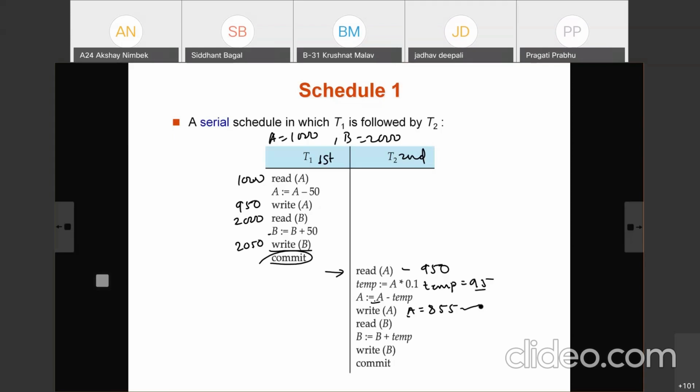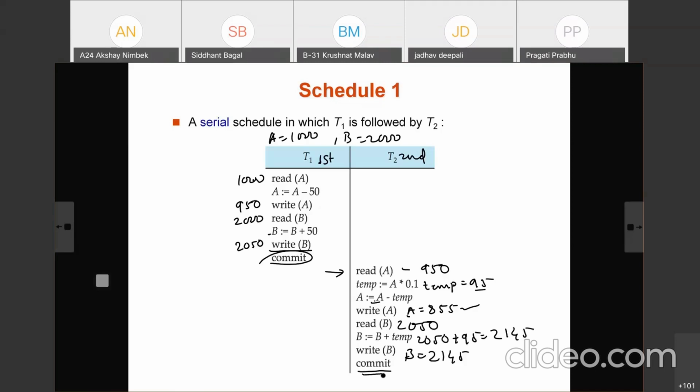Now next it reads the value of B. What value of B does transaction T2 read? 2050. So it reads the value of B 2050, adds 95 here, 2050 plus 95, so it is 2145. So the value of B is now 2145, then the transaction is committed.